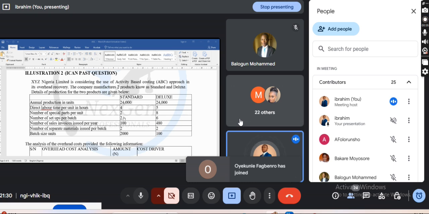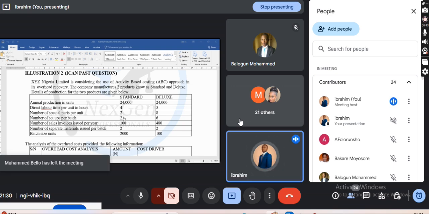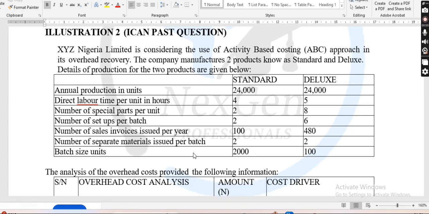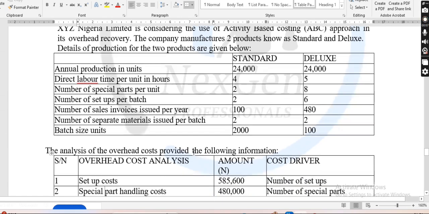And that is very important. As much as possible, we've been able to bring out steps when we are solving marginal costing, activity-based costing, as well as cost estimation. Now, let's quickly go to the requirement of this question, then before we start the main question.